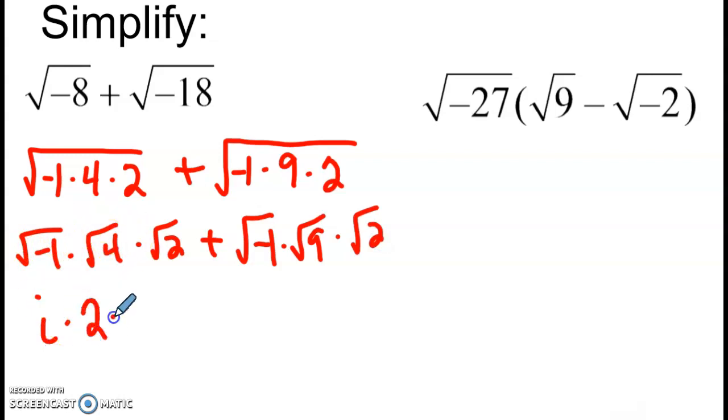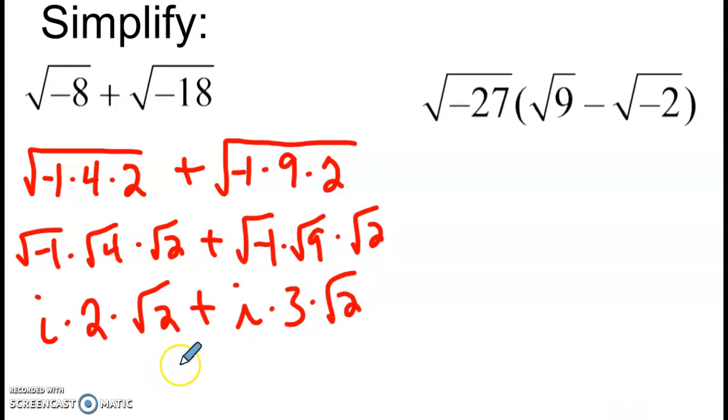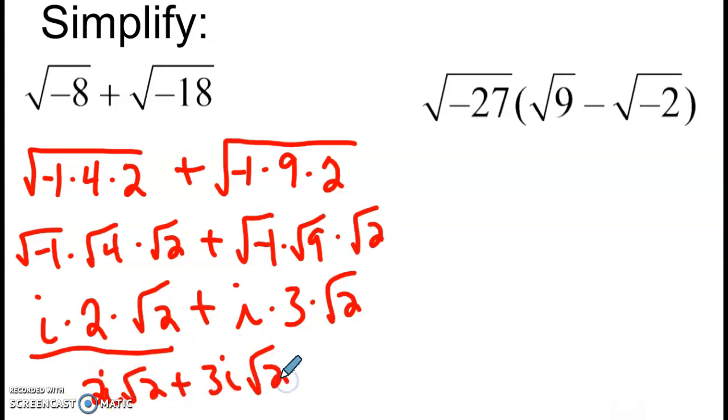Square root of 4 is 2. And square root of 2 I can't do anything with. Square root of negative 1 is i. Square root of 9 is 3. And then square root of 2 I can't do anything with. I don't need all these times symbols. I'm just going to write 2i square roots of 2 plus 3i square roots of 2. Now, every once in a while, they might factor that square root of 2 out, and call it 2i plus 3i, I have 5i square roots of 2.